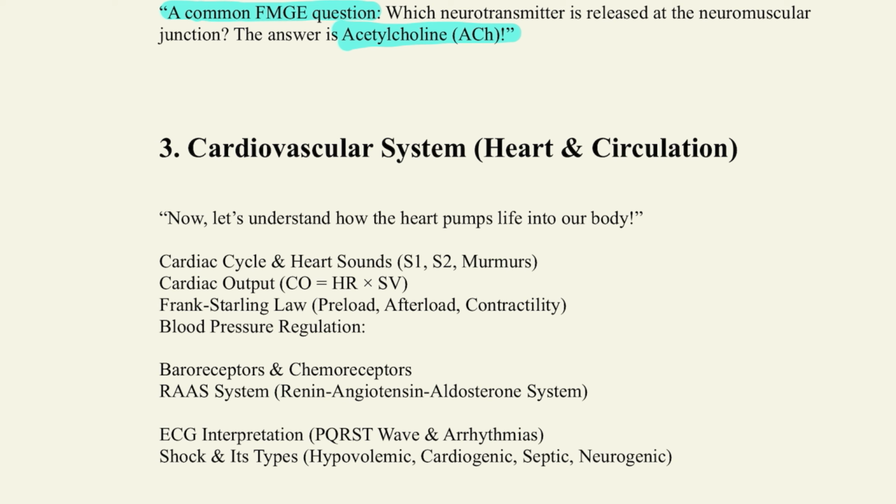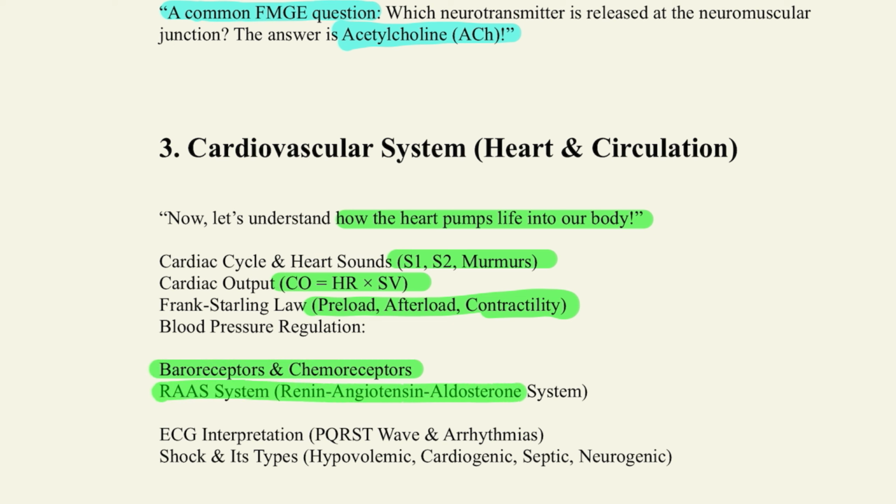Now move to third topic of physiology, that is cardiovascular system, heart and circulation. Now let's understand how the heart pumps life into our body. Cardiac cycle and heart sounds like S1, S2, murmurs. Cardiac output. So cardiac output is the product of heart rate and stroke volume. Now Frank-Starling law, that is preload, afterload, contractility, and blood pressure regulation like baroreceptors and chemoreceptors.